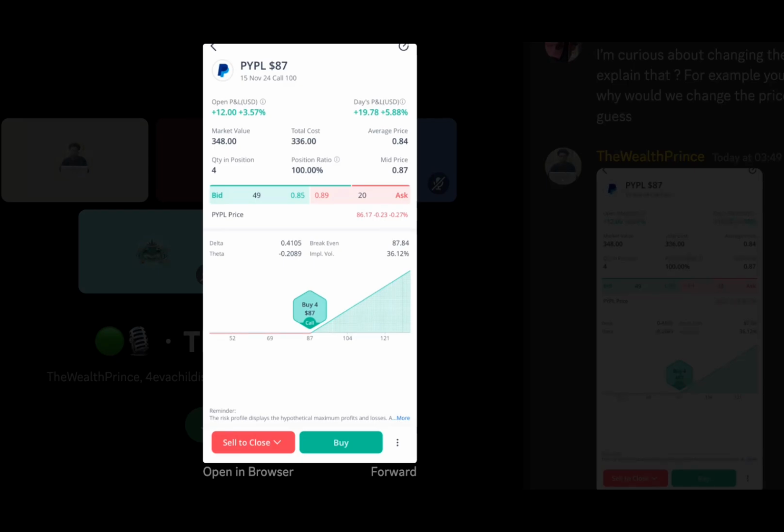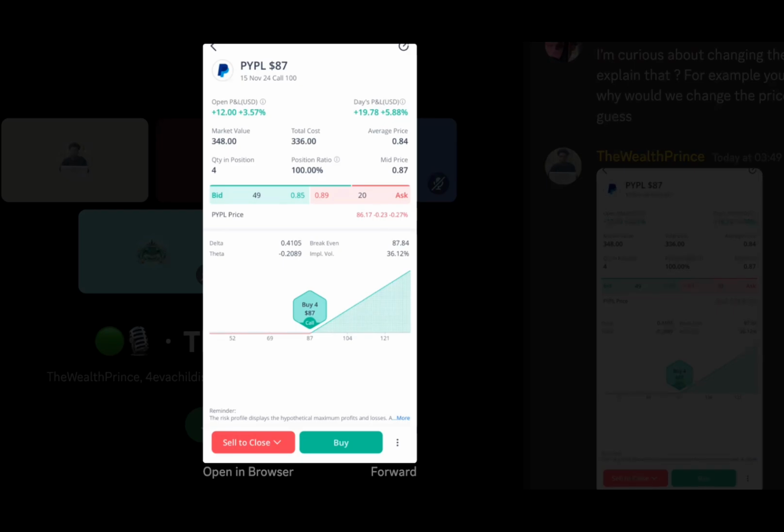The total cost is in the middle. The total cost is $336. That's how much it cost me to buy that. The total market value is on the left, 348. So I put in 336. I now have 348. Okay. The quantity in position is 4. So that means I have 4 contracts. Okay. Remember, this is a screenshot from the callouts.